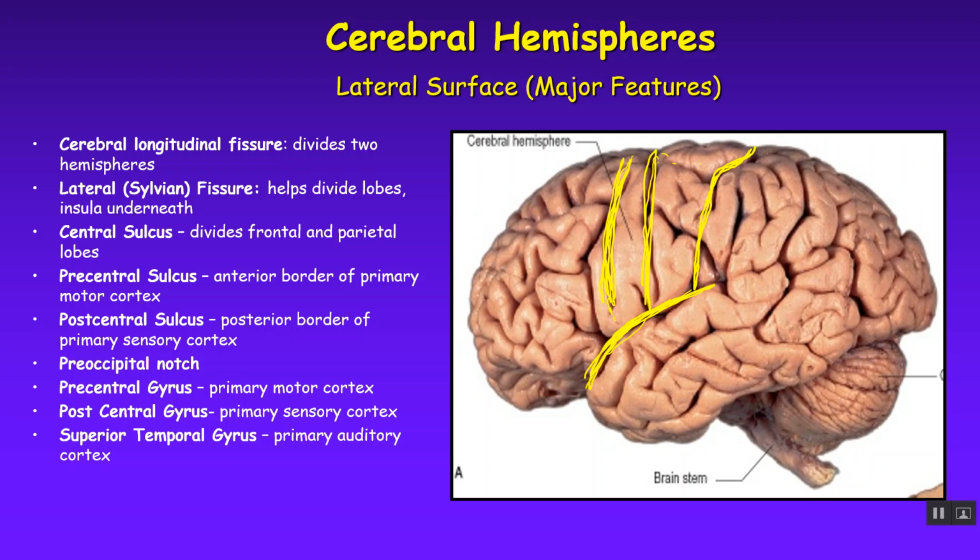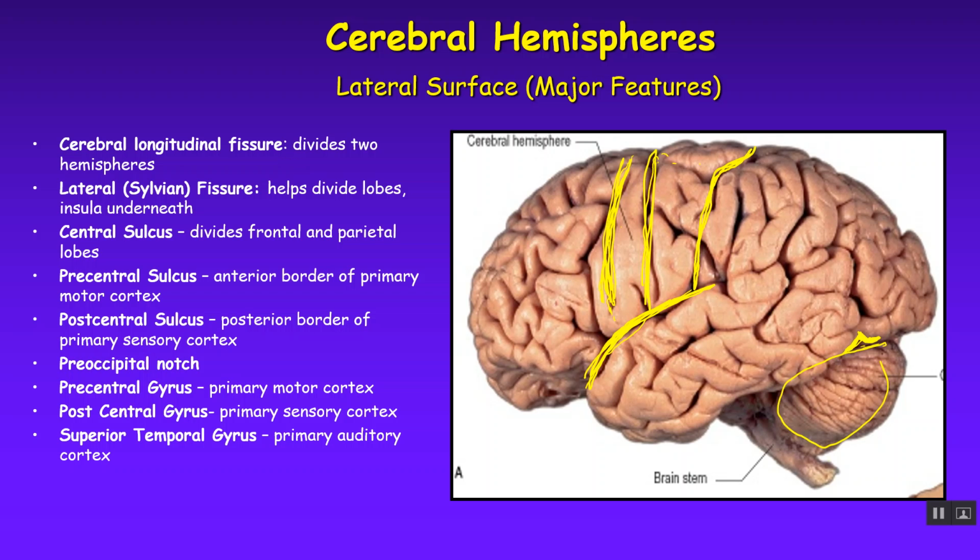Let's look for one other thing. There's a thing called a preoccipital notch. It's a little notch right here. So here's your cerebellum down here. It's about three-quarters back on the cerebellum, just above the cerebellum. It's this little notch. Some brains have a more appreciable one than others, but that's the preoccipital notch. And that's going to help define where our occipital lobe begins.